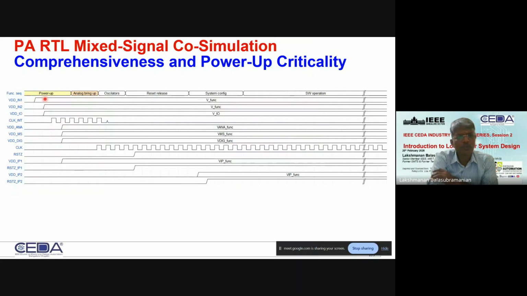At a high level, I'm showing here the initial power-up phase followed by analog bring-up. What analog bring-up means is the on-chip oscillators, on-chip power supplies, and all these things coming up. On-chip IPs are coming up. On-chip oscillators settle to a final frequency, because obviously any circuit will have a settling time. The oscillators settle to a valid frequency of operation for the required performance.